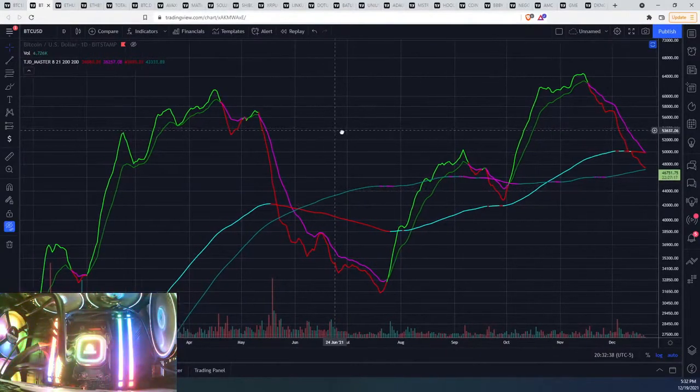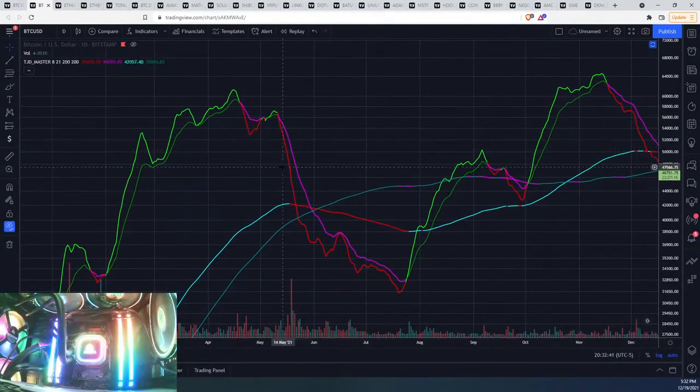Now we'll notice something different here with the 8 and 21 and the way I wrote this code. This is not using the slope the same way the 200 exponential and the 200 simple are.